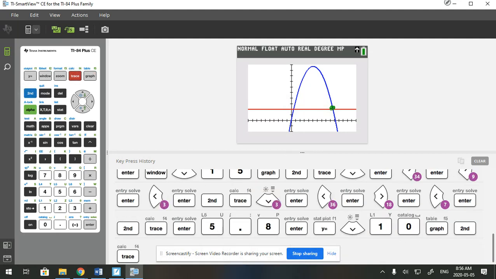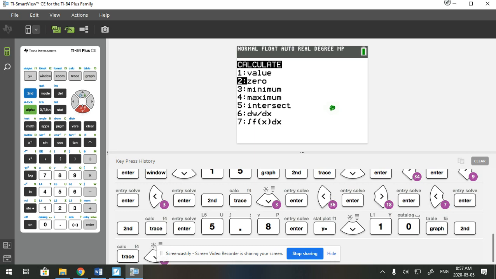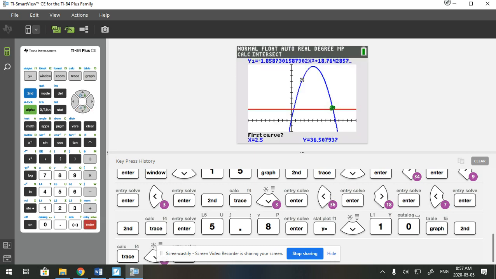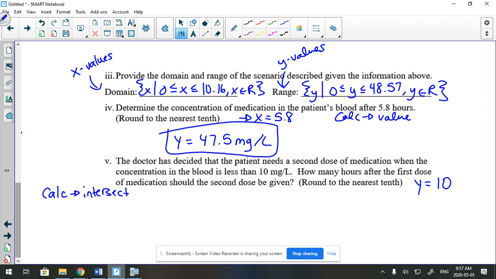So we're going to go second calculate, and go down to intersect. First curve, second curve, you can just hit enter. Enter, there are only 2 curves here, and then make a guess. It should be about there. Hit enter, and you can see the point of intersection, my x would be approximately 9.6. That means 9.6 hours after you give the medication, you're going to have to give a second dose.